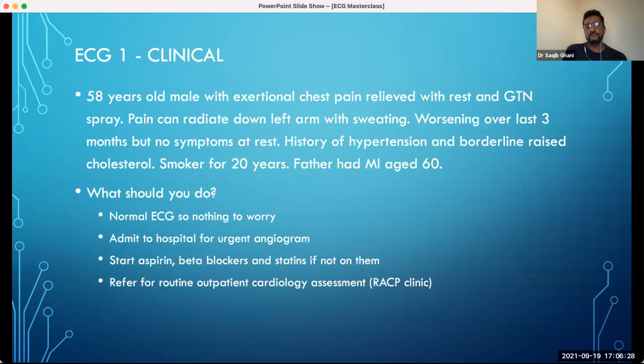Okay, let's see, Mansoor. Right, so nice mix. 10% are saying ECG is normal, so nothing to worry. Some are admitting, 20% almost, but majority are saying start the tablets, but bigger majority is refer to cardiology for outpatient assessment. Now, my answer, if you ask me, I will select the last 2 options because I think they both are correct. Let's just stop sharing the results.